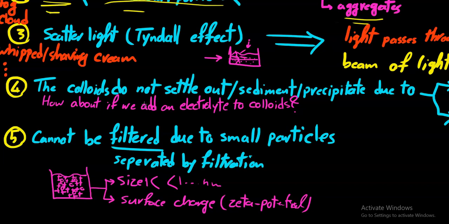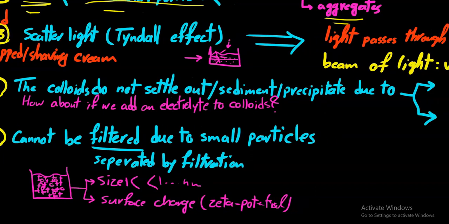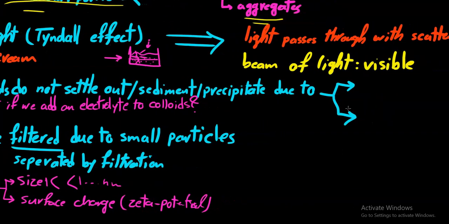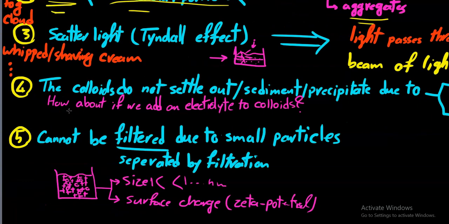So the colloidal particles do not settle out, sediment or precipitate due to small particle size and because of the similar surface charge, or zeta potential surface charge. But what will happen if you add an electrolyte to the colloidal system?